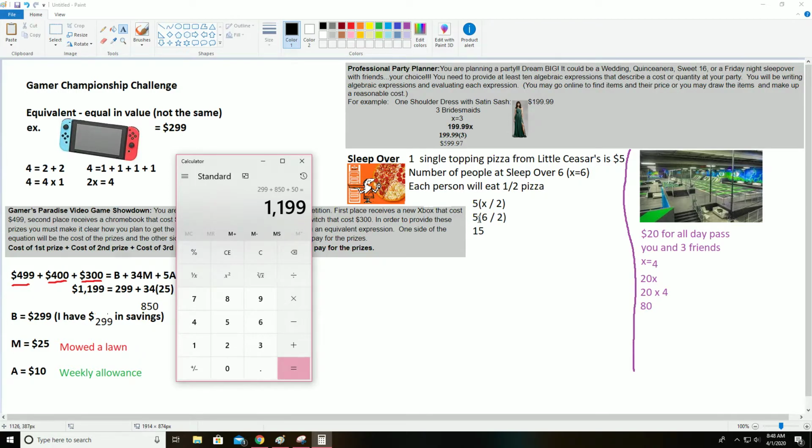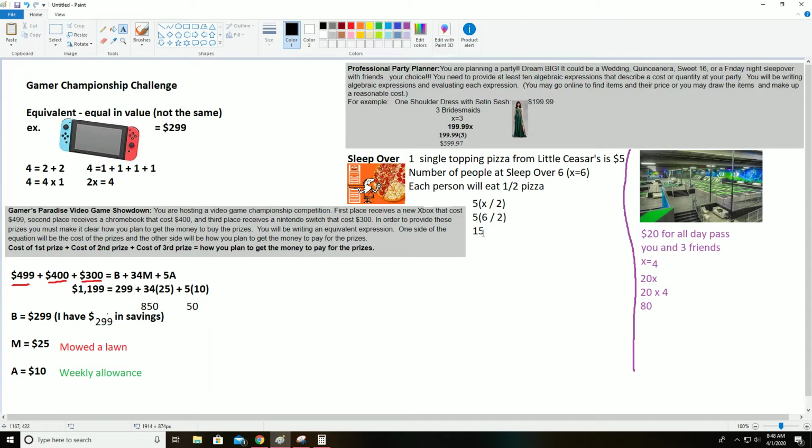So we still have our 5 outside because each pizza costs $5. We're going to multiply that times 6 divided by 2, 6 being how many people are coming to the party, and we're dividing that by 2 because everybody's only gonna eat half a pizza. So after I do this, 6 divided by 2 gives us 3.